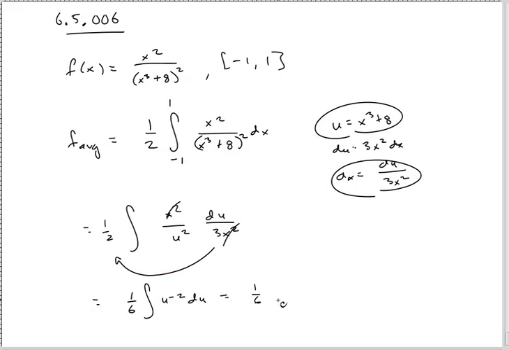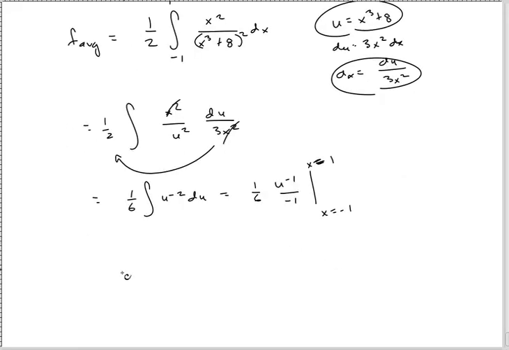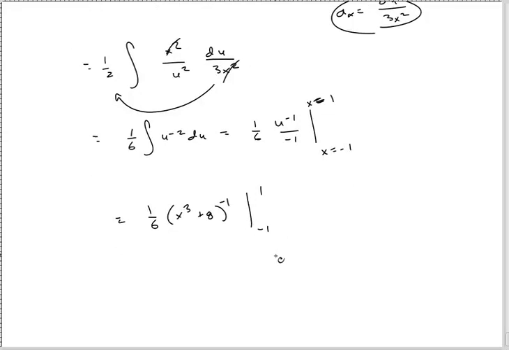Whew, my hand hurts, sorry. I can only write so fast. So add 1 to the power, divide by the new power, and we're going from x equals -1 to x equals 1. Very important to reconvert that: x cubed plus 8, all to the -1, which technically means it's in the denominator. When you plug in your numbers, as usual, you get an answer. That's right, and there's your answer for the day.